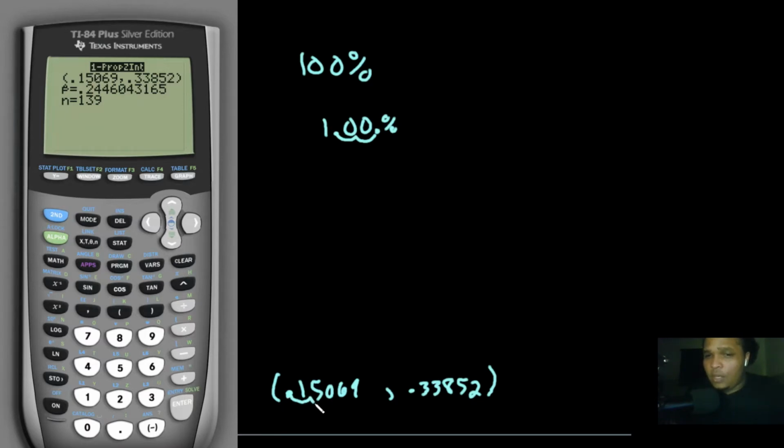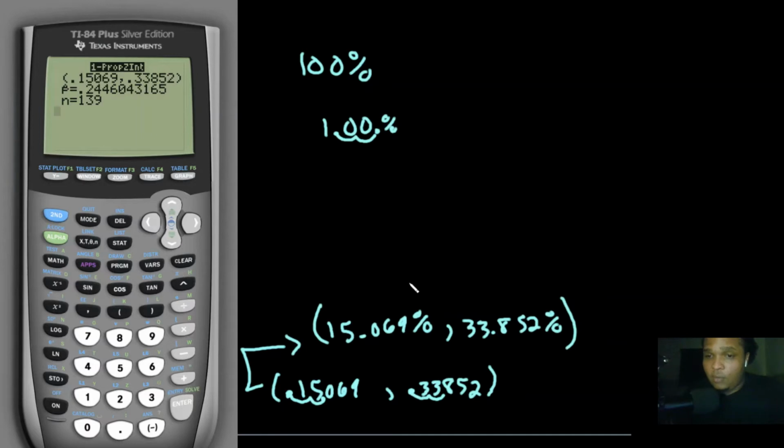So 1, 2, that's going to be 15.069 percent. The minute you move those 2 decimals to the right, it's a percentage. Same thing here, 1, 2. That's going to be 33.852%. So now we have it in percentage form. Now we're ready to rock.